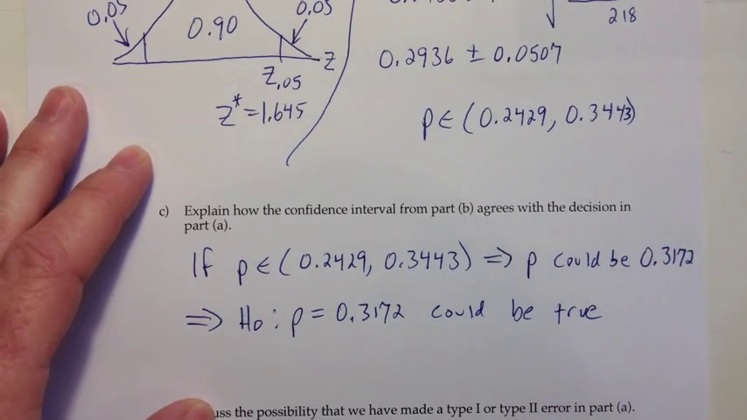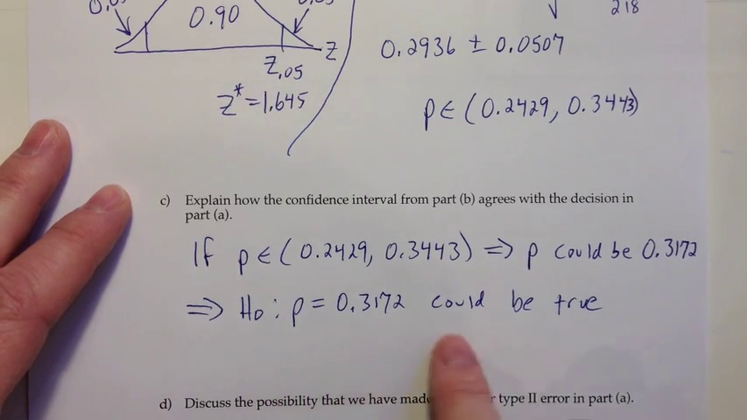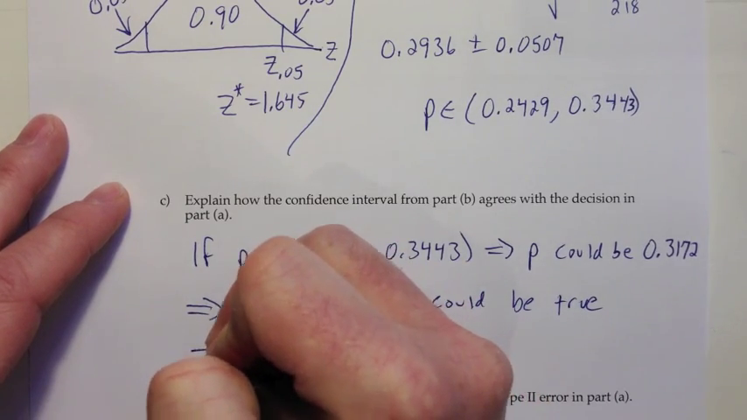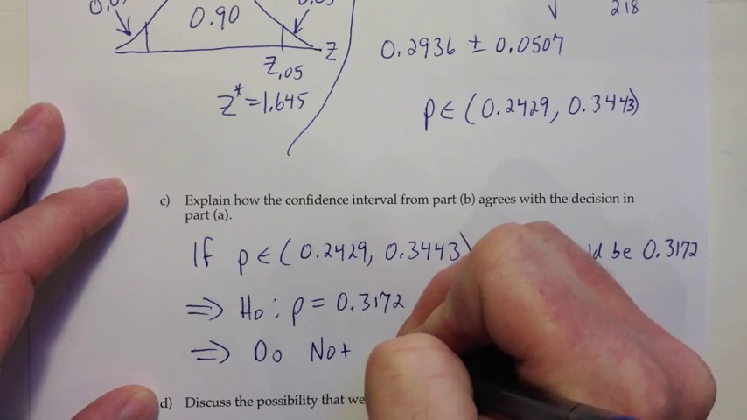And we want to reject claims when we are confident beyond a reasonable doubt that they're false. Right here we're saying it could be true, and really what we mean is it's reasonable that it could be true, and that implies that our conclusion should be do not reject H0.